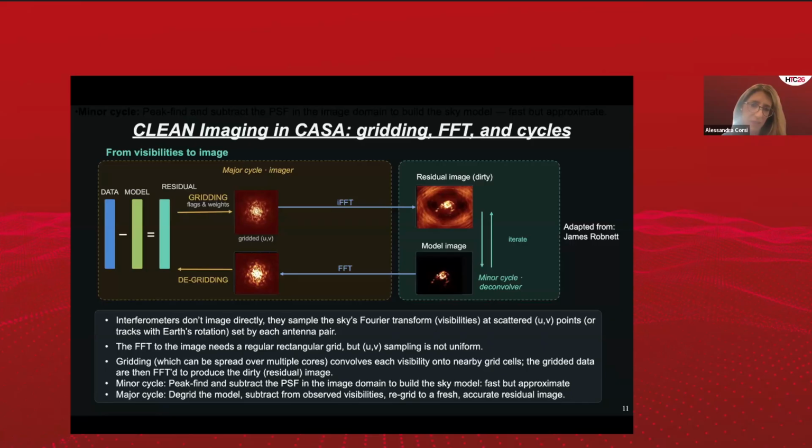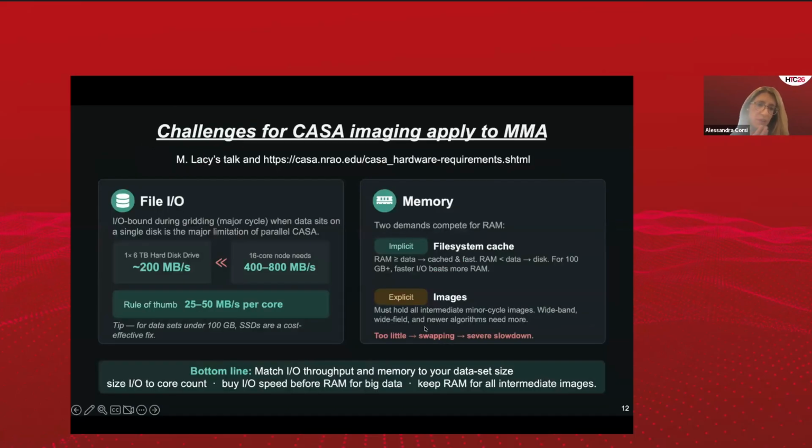Without going into the details, this has two major processes: a cycle where you're basically gridding and doing the FFTs, and a cycle where you're working in the image domain, which is generally faster. But this overall poses some challenges in terms of file input and output and memory, which are hard to tackle if, for example, you're trying to reduce on the order of 150 gigabytes for one observation on a laptop.